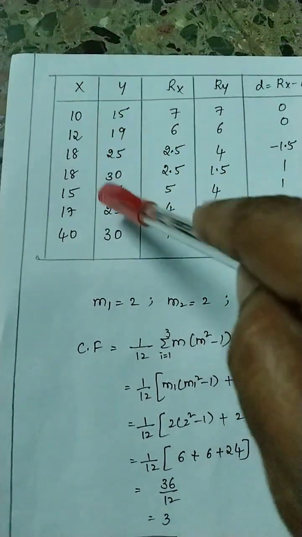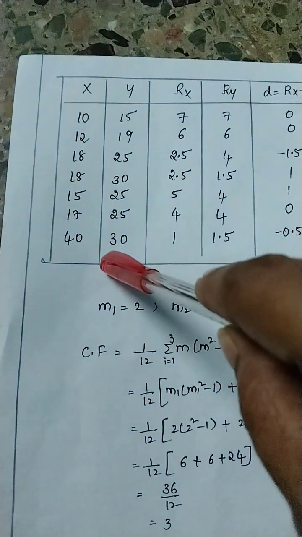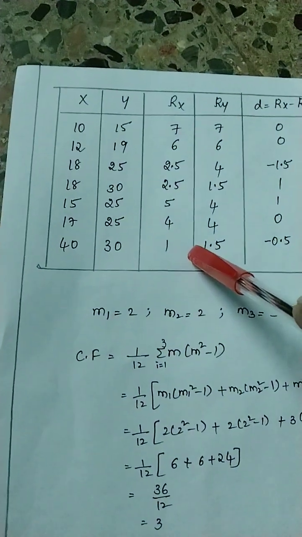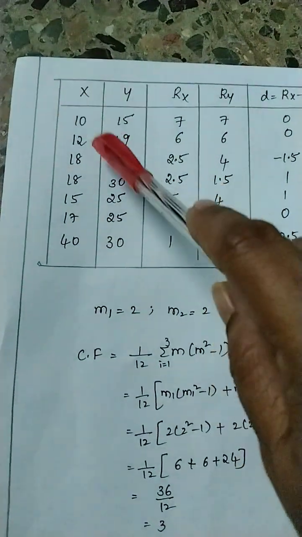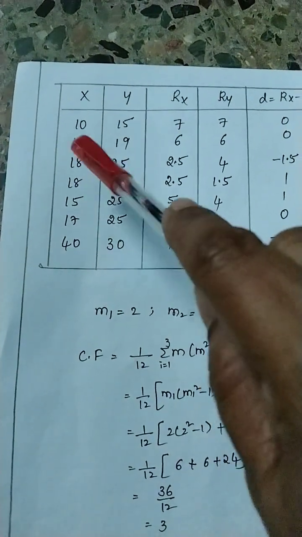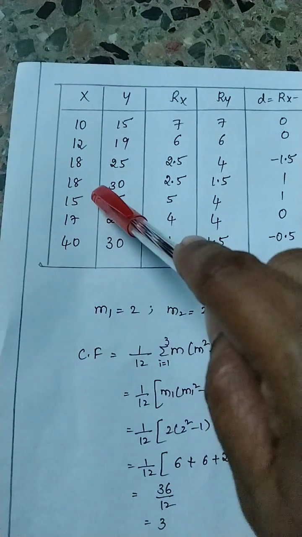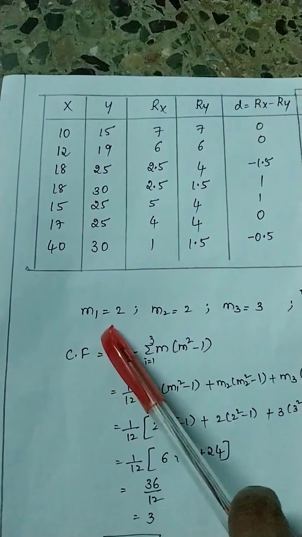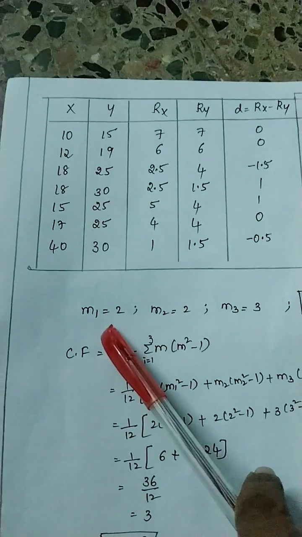What is the highest value of x? Here it is 40. We are going to give the rank as 1. What is the next highest value? Check this, which is 18. So 18 is repeated how many times? It is repeated twice. That's why first initially you have to write m1 as twice, that is 2.